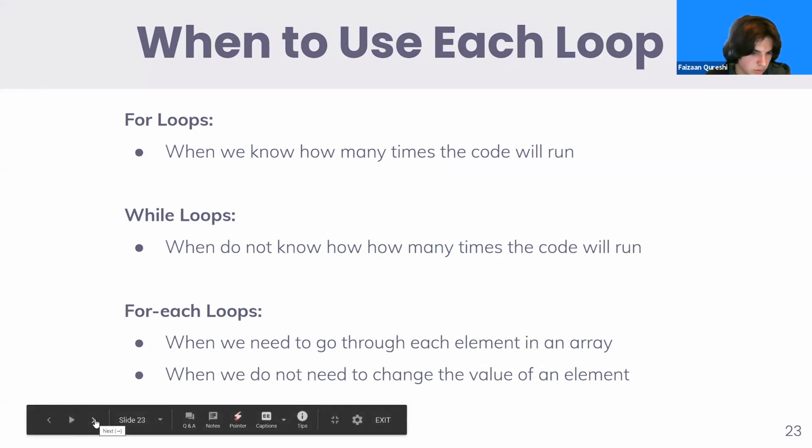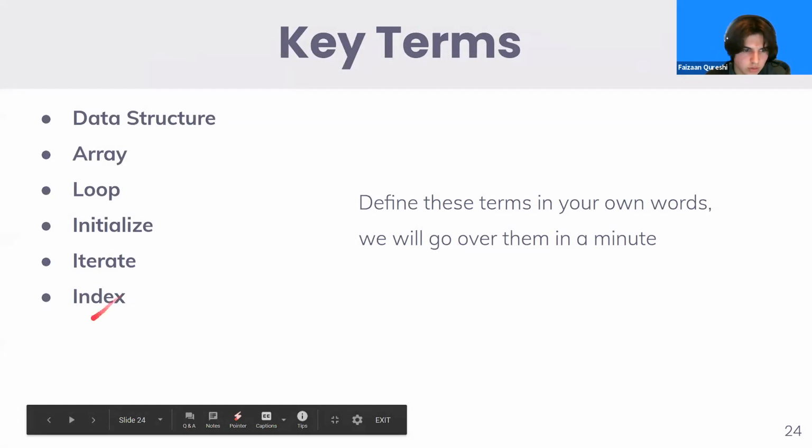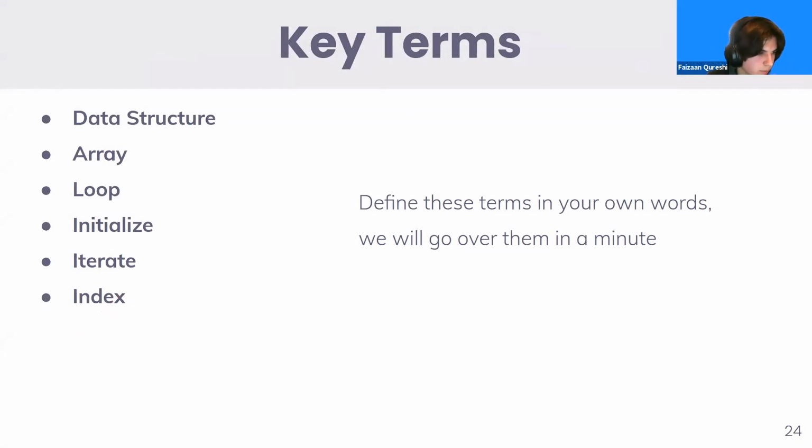All right, so let's go through all our key terms again. A data structure is just an organization method of data. It's an efficient way of storing it. Does everyone understand that? And then an array is just the way we store data in Java.